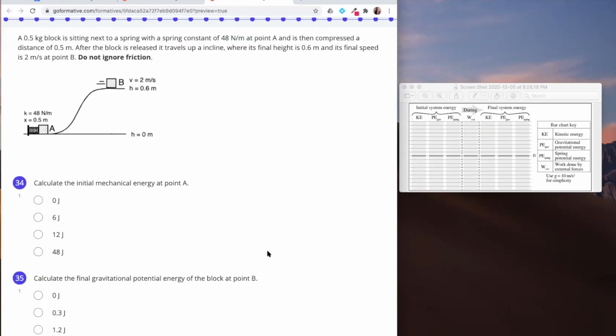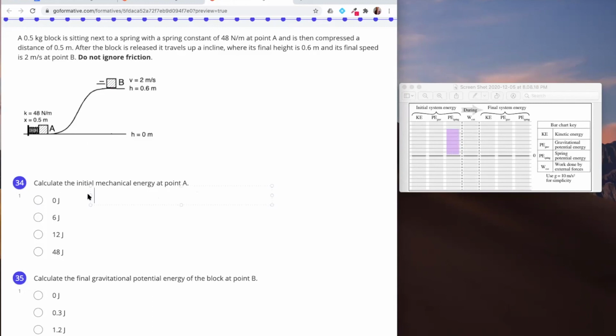Next, a 0.5 kilogram block sits on a spring with a spring constant of 48 newtons per meter. And at point A, it's compressed a distance of 0.5. The total initial mechanical energy at A would be all spring potential energy here. So let's figure out that amount.